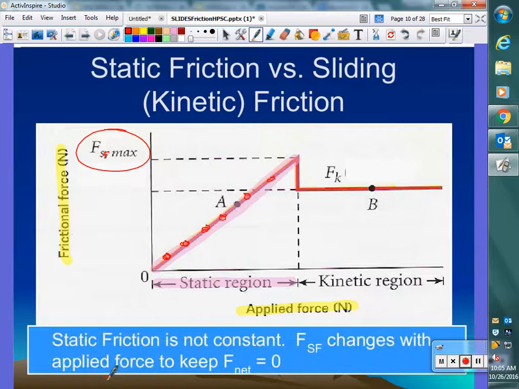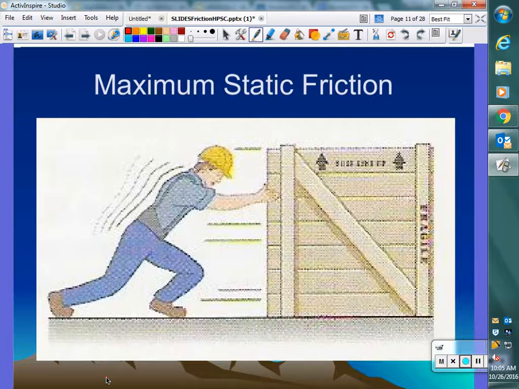Well, movement is a little too generic. If we apply a force bigger than maximum static friction, what's true about the net force on the box? Greater than 0. And if net force is greater than 0, what happens? Acceleration. Good. All right?